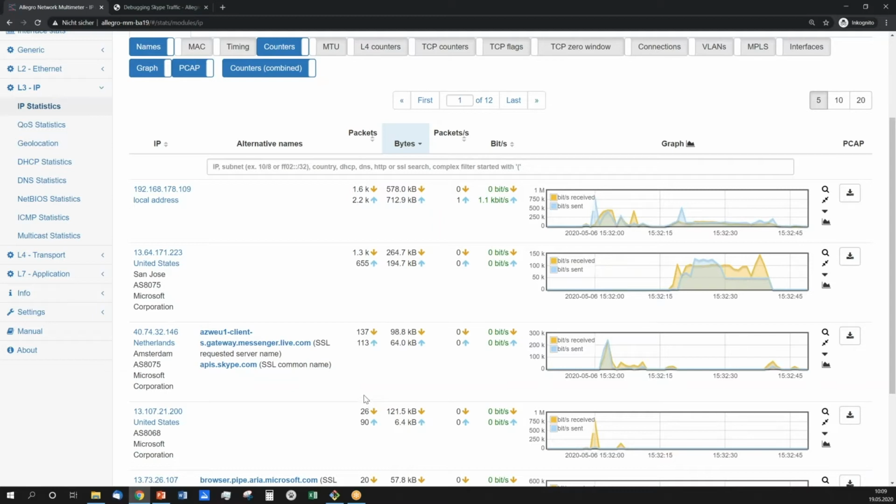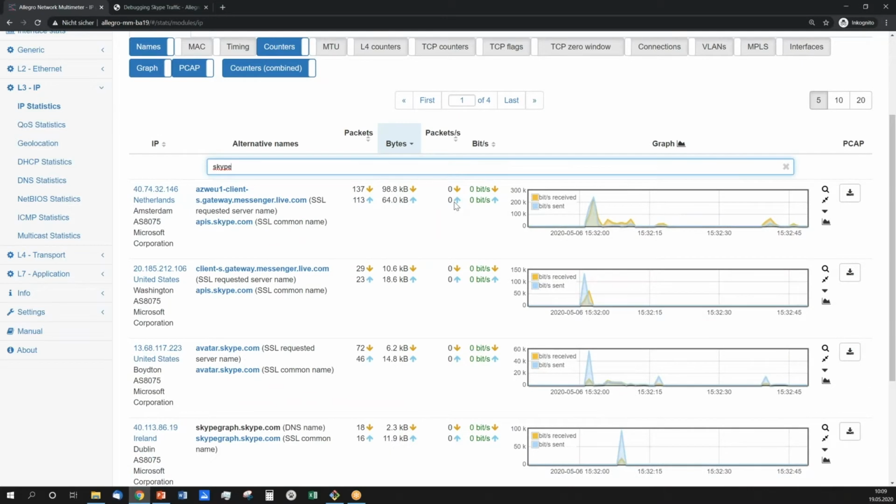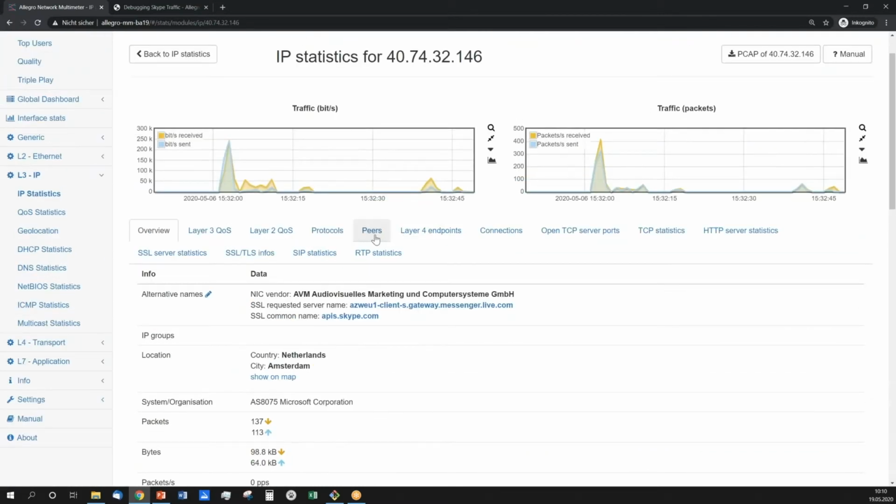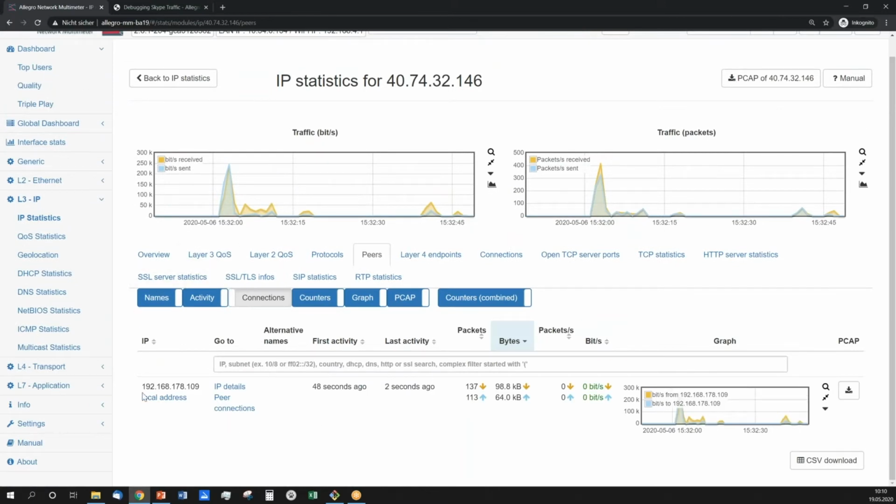Also, just imagine you're on a big link. What you can, of course, do is search in real time for Skype. And then you see all IP addresses that have been used and where they are located. This allows you very easily to see which IP addresses had most traffic. And again, if we look now at that IP address, we can see who connected to it. And it was, of course, my local IP address.